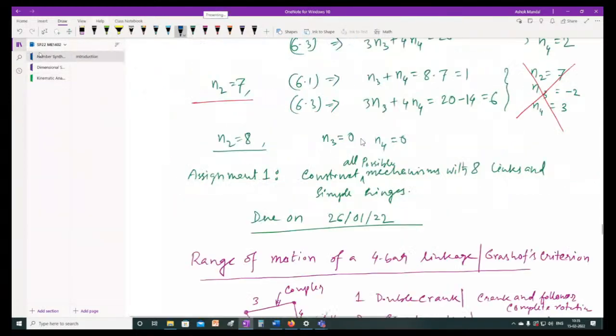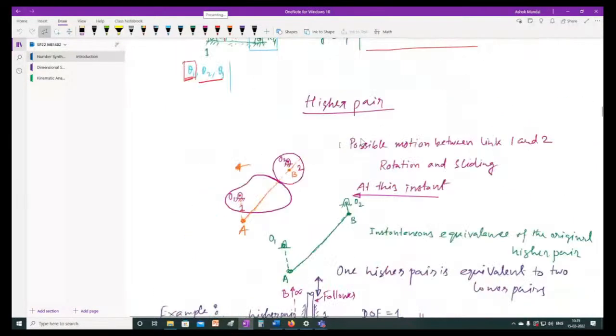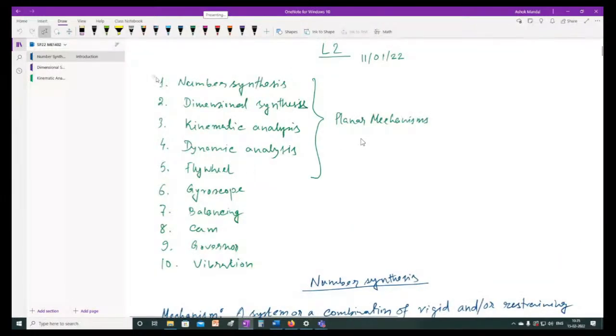In the beginning classes, the topics which we said we would discuss: number synthesis we have completed. The class is over. If you want to leave, you can leave. I am just here. Dimensional synthesis we have completed. Kinematic analysis today we have completed. And the next thing we will discuss is dynamic analysis.